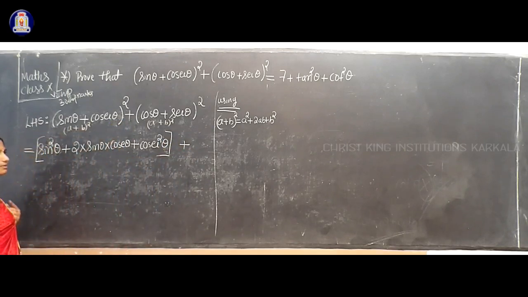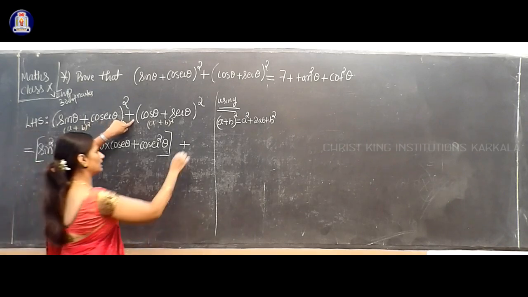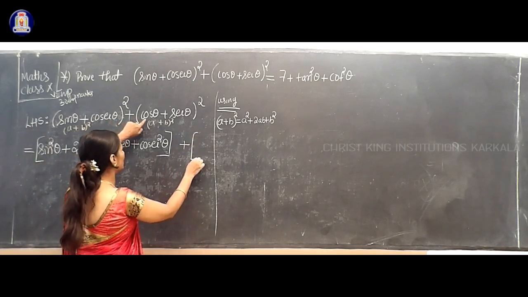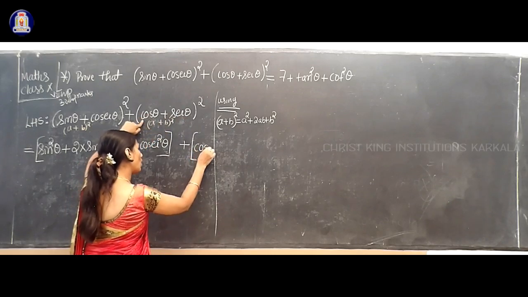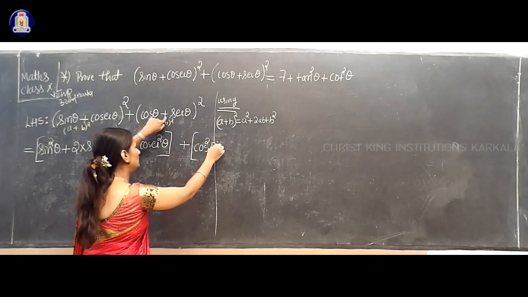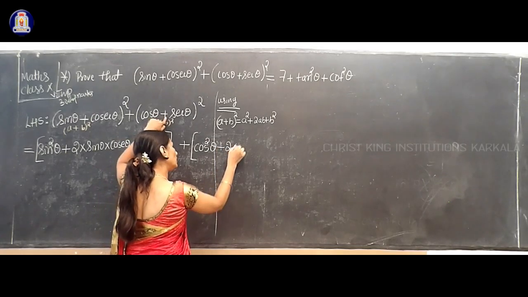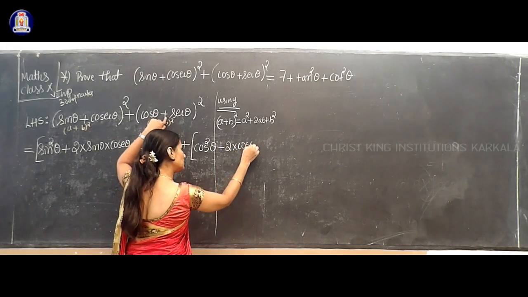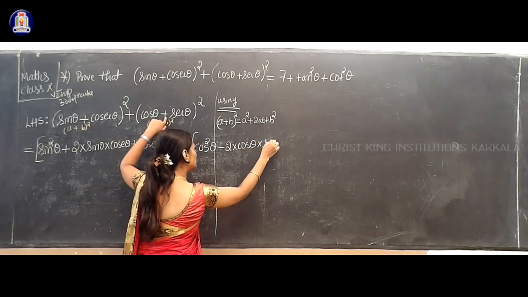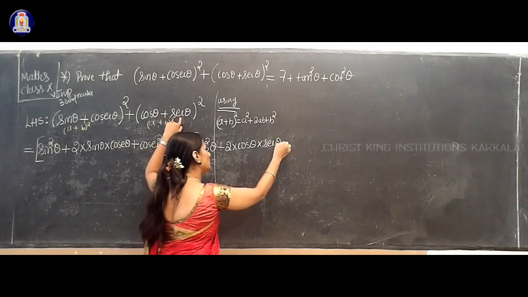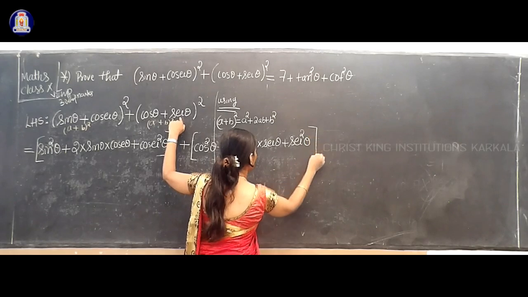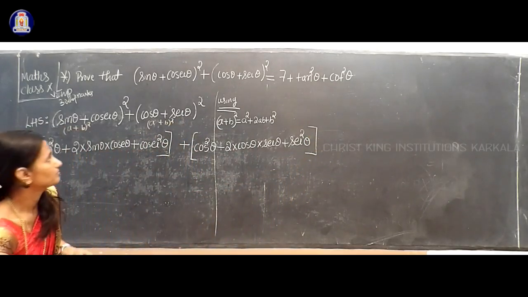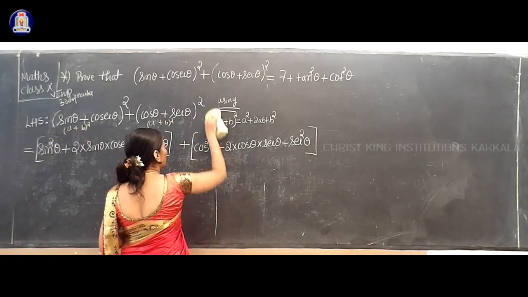Now for the second bracket, which formula is it? Again, (a plus b) whole square. It is cos square theta plus 2 into cos theta into secant theta plus secant square theta. This is for the second bracket.